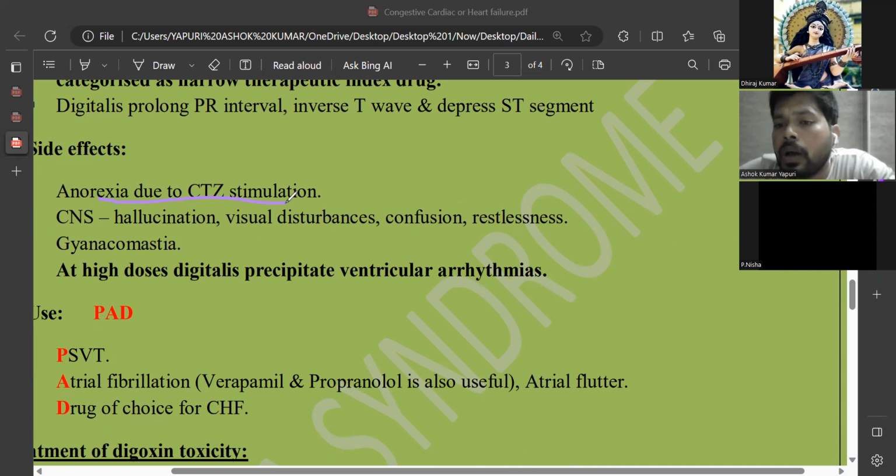Sir, could you please explain how it prolongs PR interval and depresses ST segment? Okay, don't worry, I will explain later.